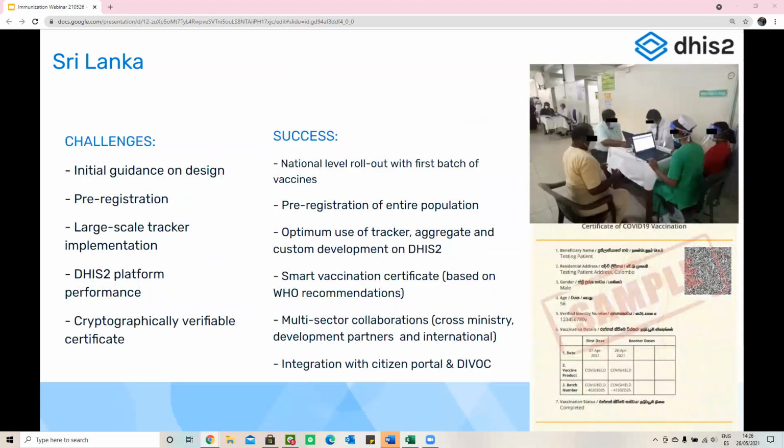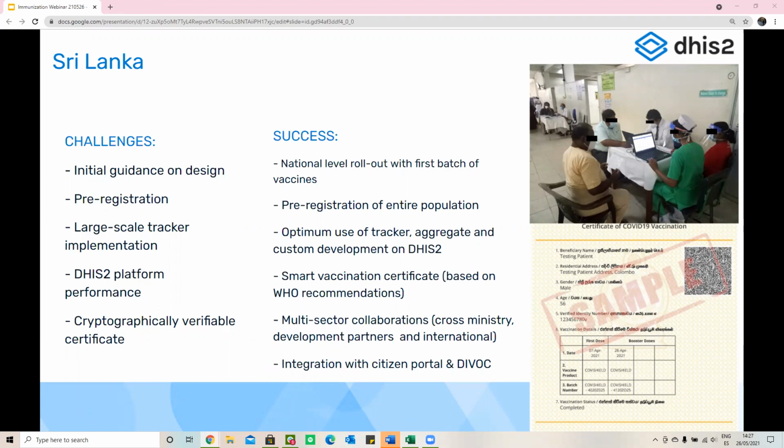Since we started this very early, in November last year, we had a lot of challenges. The initial challenge was that we needed guidance on how to design this tracker, or rather the immunization module on DHIS2, because at that time this was a whole new concept. So we had to obtain some assistance from experts locally as well as internationally.